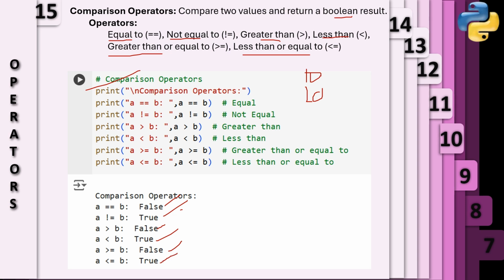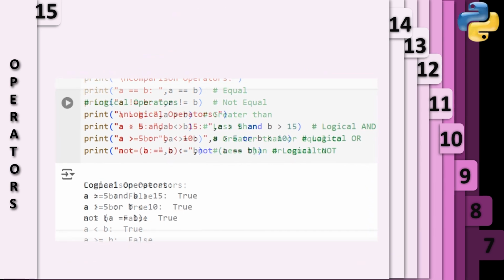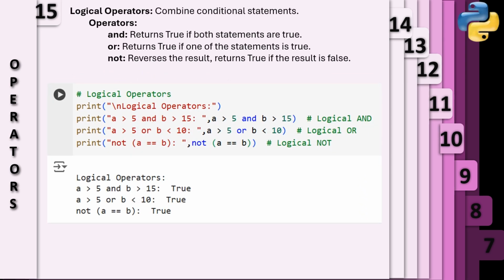Next up, we will cover logical operators. Logical operators are used to combine conditional statements. Logical operators are and, or, not. And returns true if both statements are true, or returns true if one of the statements is true. Not reverses the result. That is, if the result is true, then it makes the result false.